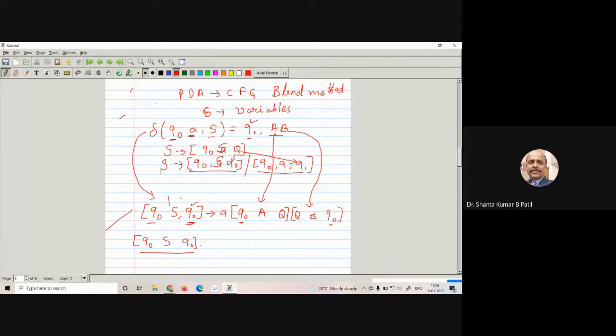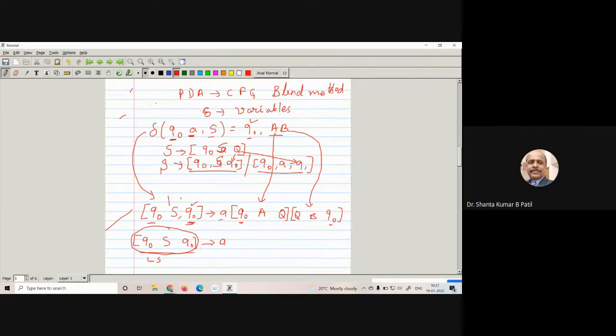If you are converting a PDA, in the PDA transition functions are there, and we need to convert these transition functions into productions. Productions consist of only variables. This is the one variable on the left hand side of the production. The right hand side is always in Greibach normal form.